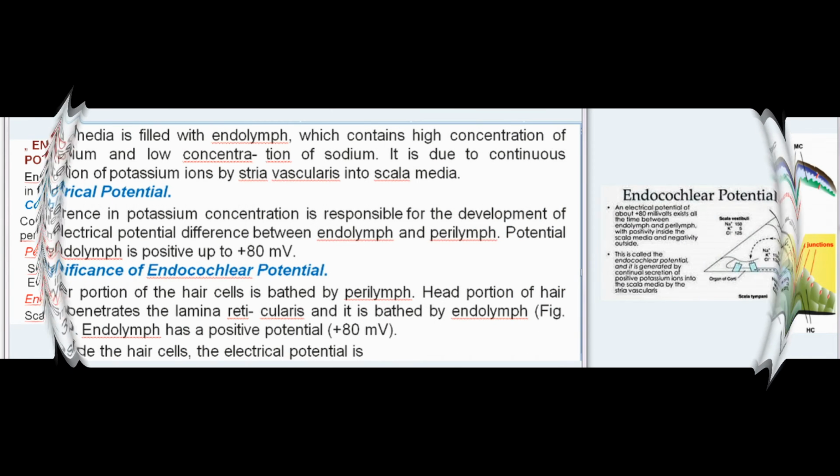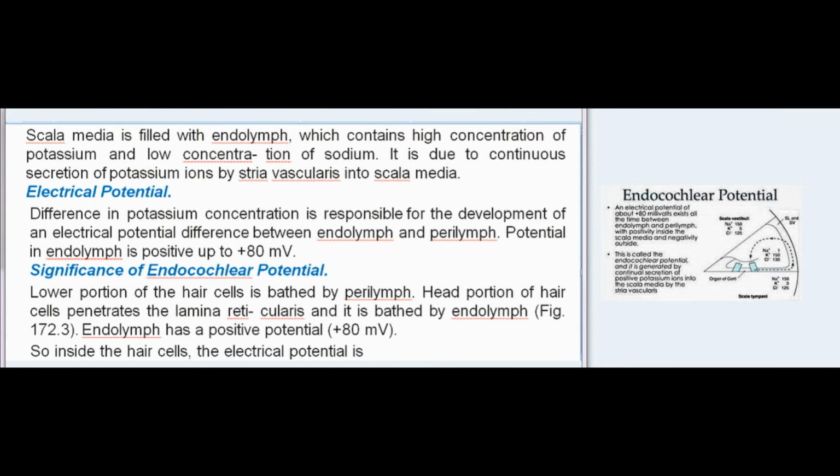Perilymph. Scala vestibuli and scala tympani are filled with perilymph, which is similar to ECF in composition with high concentration of sodium ions. Endolymph. Scala media is filled with endolymph, which contains high concentration of potassium and low concentration of sodium. It is due to continuous secretion of potassium ions by stria vascularis into scala media. Electrical potential. Difference in potassium concentration is responsible for the development of an electrical potential difference between endolymph and perilymph. Potential in endolymph is positive up to plus 80 mV.